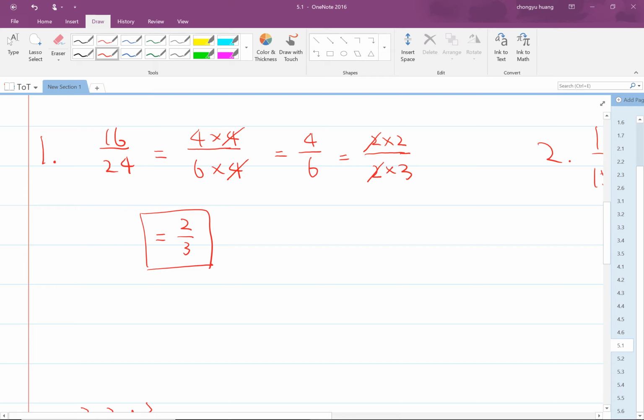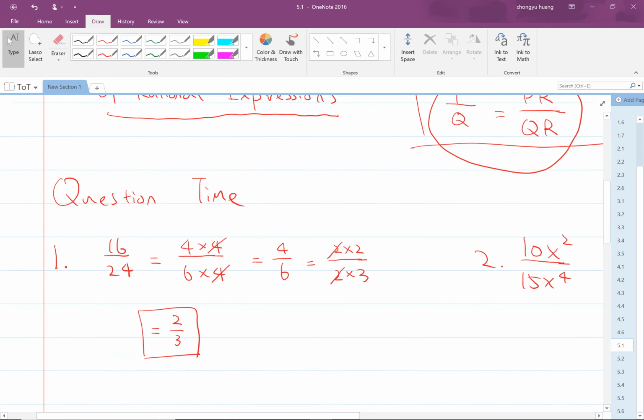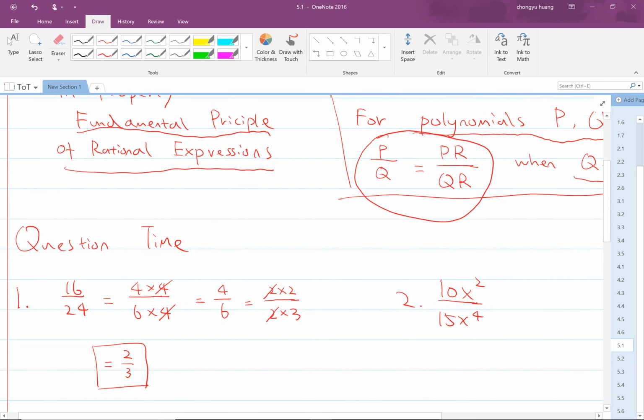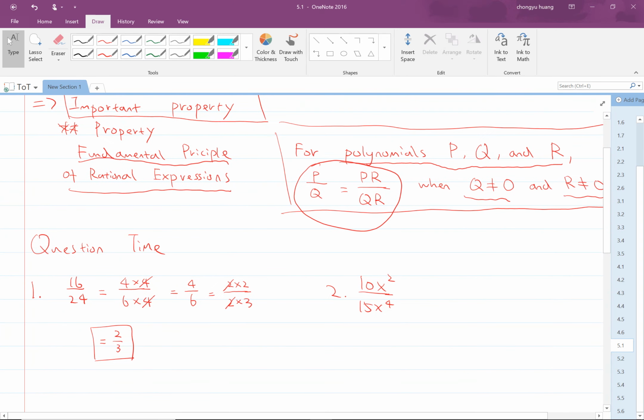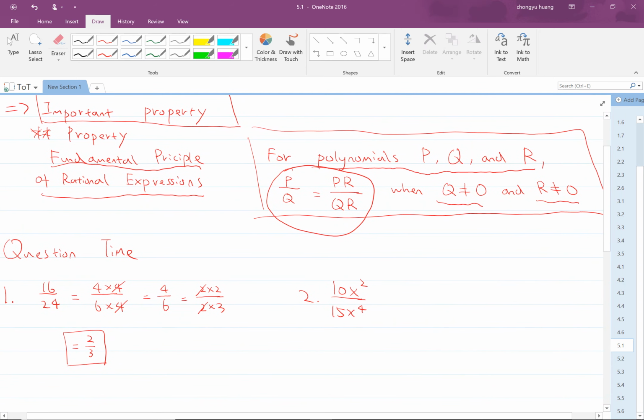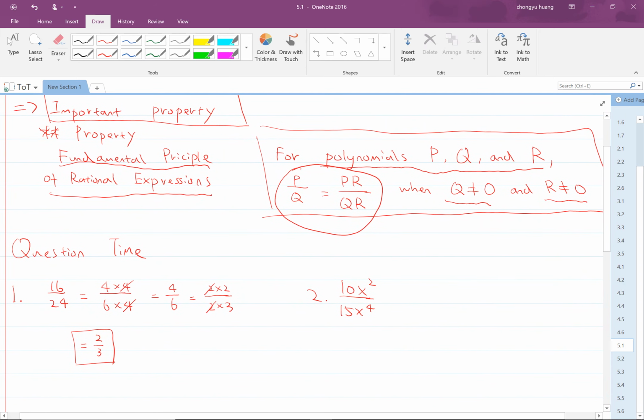So that's how we are applying the property here. For question 1, I already showed you how we apply it. This is basically the way we apply it. So let's move into question 2.